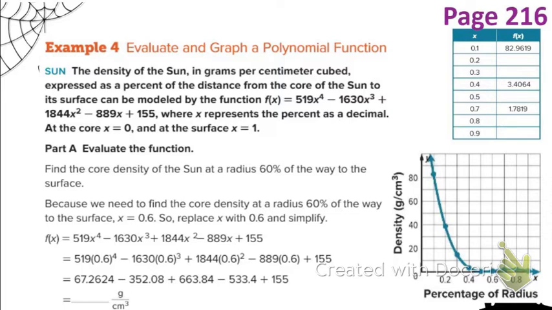So this problem says the density of the sun in grams per centimeter cubed, expressed as a percent of the distance from the core of the sun to its surface, can be modeled by. Here's where my ears start to perk up because it gives me a function rule now. The function rule is so big that it wraps down around to the next line. That function rule is that whole big long thing there. At the core, x is 0. This would be 0% away from the center. It says at the surface, x is 1.